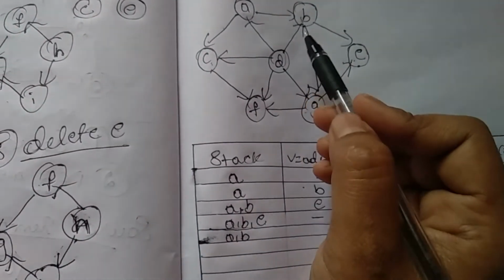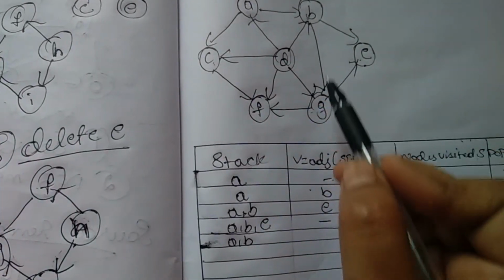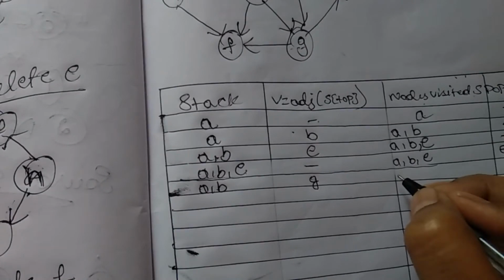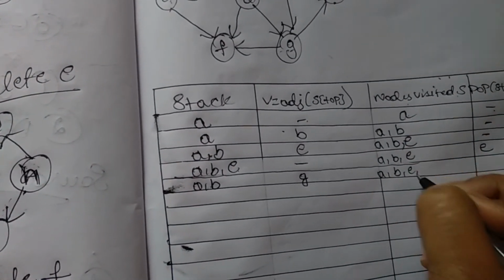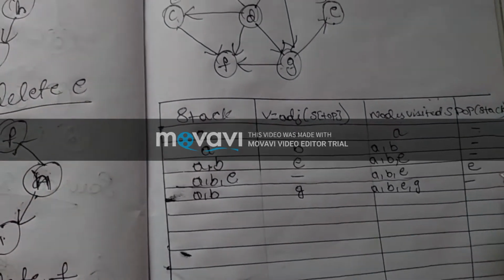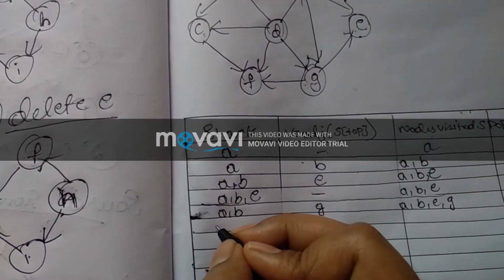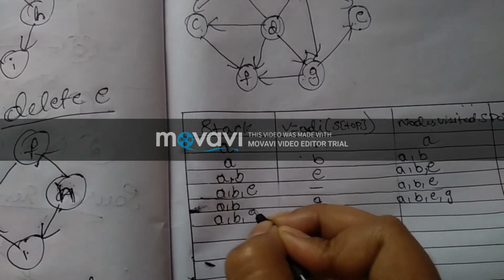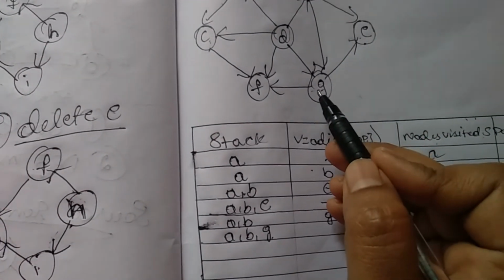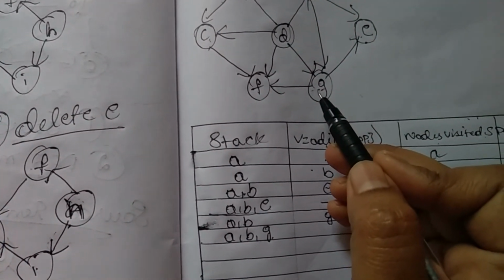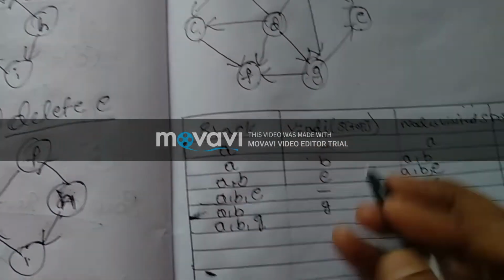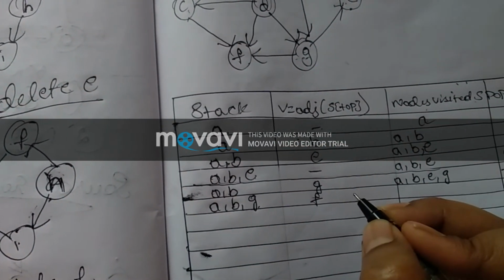Again I'll go to B. Is there any other adjacent vertex for B? Yes, it is G. So the next adjacency vertex is G. Now nodes visited are A, B, E and G. Is there anything to pop? No. Now you have to check for G. A, B, G. Now on top of the stack, G is there. You have to check, is there any adjacency vertex for G? There is only one outgoing edge. So F is the adjacent vertex for G. I'll just take F over here.